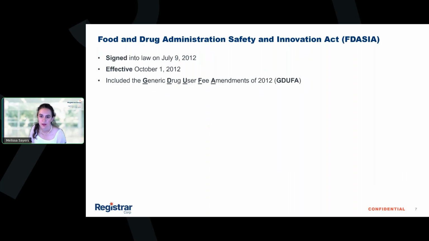GDUFA aims to put FDA's generic drug program on a firm financial footing and ensure timely access to safe, high quality, affordable generic drugs. GDUFA enables FDA to access user fees to fund critical and measurable enhancements to the performance of FDA's generic drugs program, bringing greater predictability and timeliness to the review of generic drug applications.